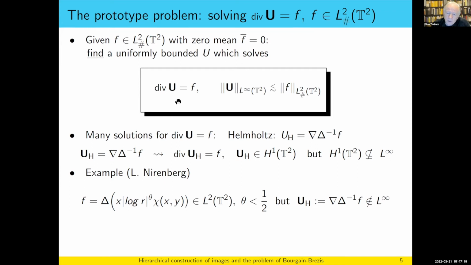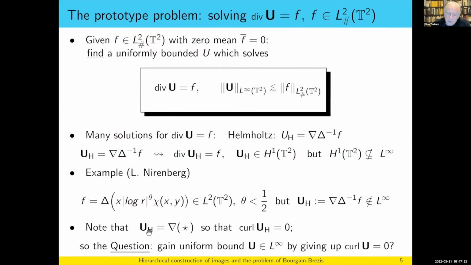So if not Helmholtz solution, let me reformulate the problem. Notice that Helmholtz solution gives us automatically that the curl is 0, but I didn't ask about the curl. So let me reformulate my little question. The question is the following: can we gain uniform boundedness on U at the expense of giving up that the curl should be 0? The curl being 0 is the Helmholtz solution. I don't want it. I want to give up the curl being 0 and to gain uniform boundedness in order to solve this little problem, in order to follow the recipe that I offered from going to solve ROF to the obstacle problem. And now we remain not clear.